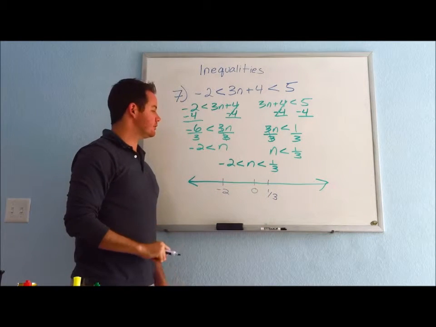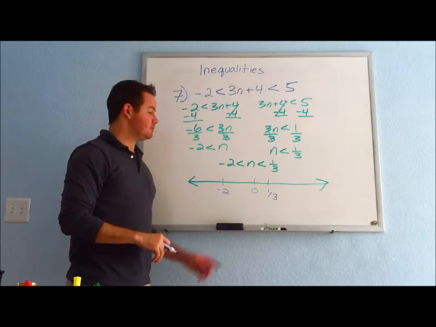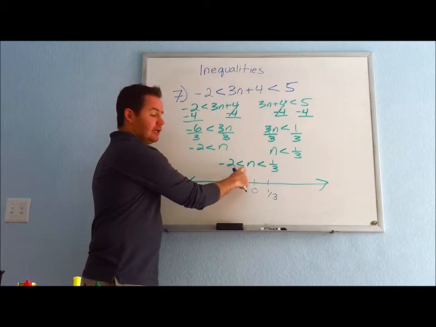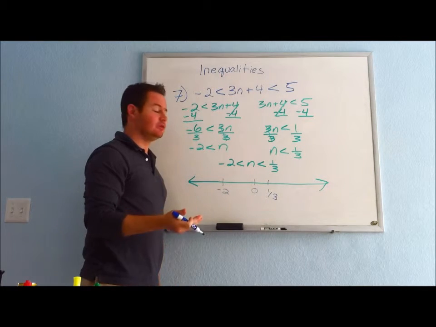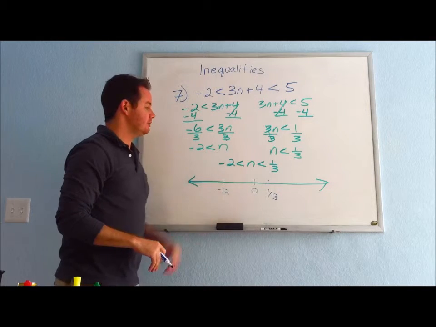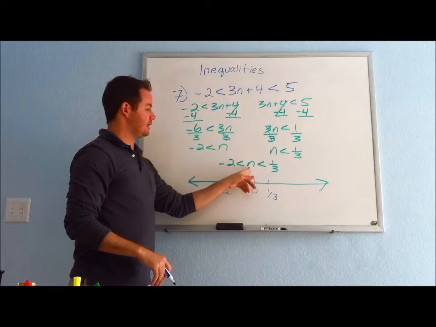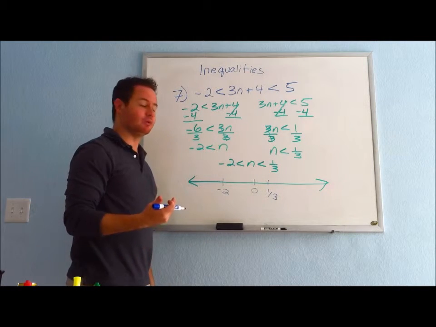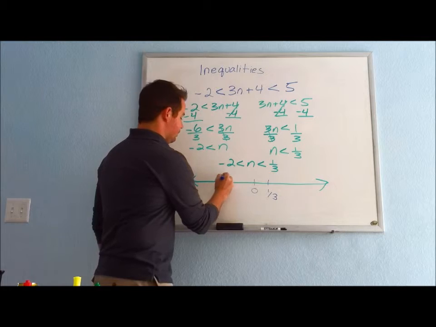And in making our circles to go ahead and graph this inequality on the number line, we need to keep track of the signs that we have. When you have the line underneath, which means or equal to, then you're going to use a closed circle. But in this case, because we just have n is greater than negative 2 and n is less than 1/3, but there's no or equal to, that means we're going to use an open circle.